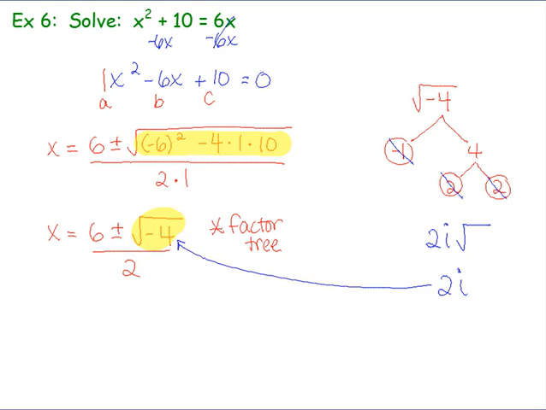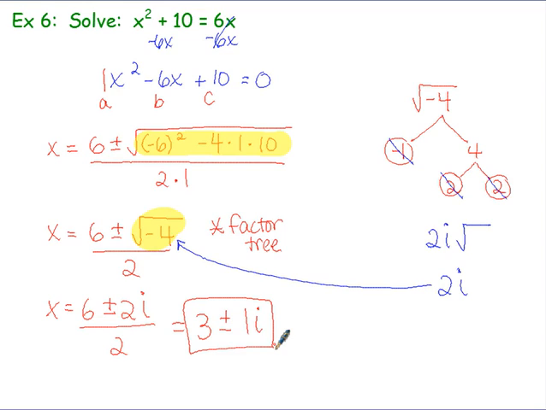So it looks like 6 plus or minus 2I divided by 2. And your last step is division. 6 divided by 2 is 3, plus or minus 2I divided by 2 is 1I, and that is done. And hopefully you got that one right, and that's the end of your lesson.